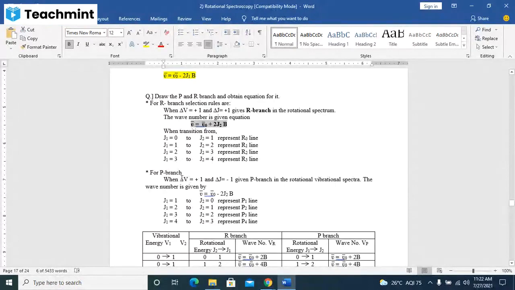For the P branch, the selection rule delta V is equal to plus 1 and delta J is equal to minus 1 gives you the P branch. This comes for the MCQs. What is the selection rule for the R branch and what is the selection rule for the P branch. Then again, J1 equal to 1 to J2 equal to 0 represents the P1 line, and J1 equal to 2 to J2 equal to 1 represents the P2 line. See, the R line starts with the 0 line, whereas the P starts from the first line. That you have to remember. This is the basic difference between the spectra.